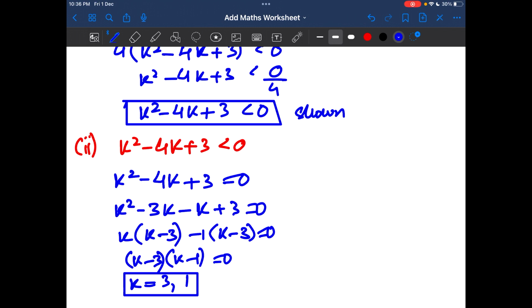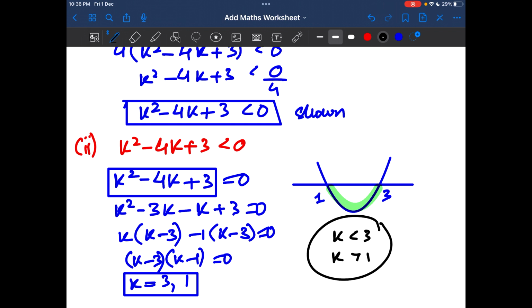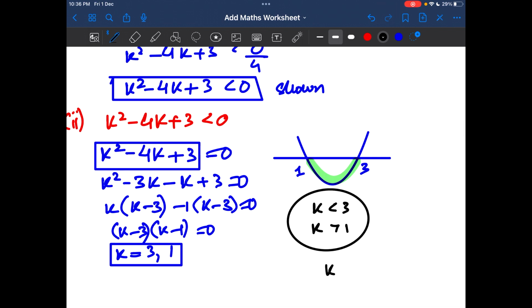So if we draw the graph of this quadratic equation in terms of k, concave up graph, this is the x-axis. So the k values over here are going to be 1 and 3. Since this inequality is less than 0, which portion is less than 0? This portion is less than 0. At what k values? k values less than 3 and greater than 1. So you can have this answer for part 2, or you can also write the answer like this: k is less than 3 and greater than 1. This can also be your answer.